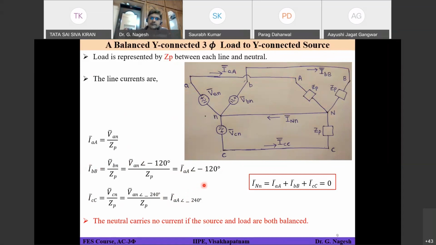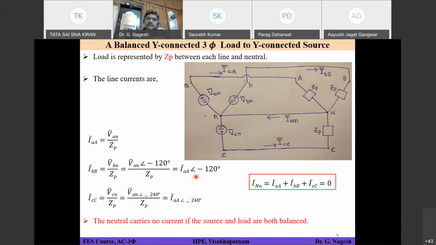Okay. So what will be the neutral current here? Neutral current is the sum of all three phase currents, because if you apply KCL at this point, IAA is flowing in this direction, IBB in this direction, ICC in this direction. All are coming to the neutral point of the load, so from there it should come out. So the sum of these three currents should equal your neutral current INN, and for a balanced source and balanced load condition, it will be equal to 0.